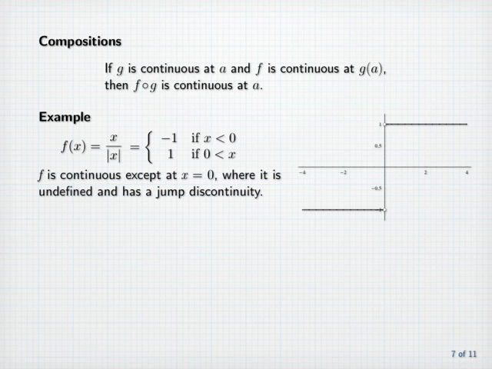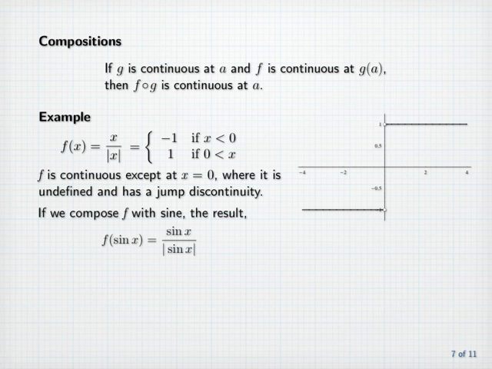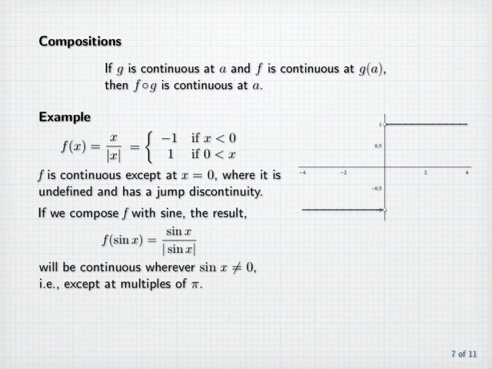Notice that f is continuous except at x equals 0, where it's undefined and has a jump discontinuity, since the one-sided limits exist there but have different values. Now, if we compose f with sine, then we have the function sine x divided by the absolute value of sine x, and this function will be continuous wherever sine x is not 0. That is, wherever the value of sine x is not equal to the number where f is discontinuous.